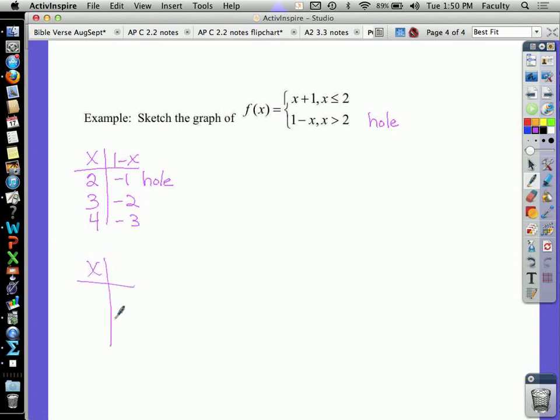Then let's do the other piece. It says x is less than or equal to 2, so I plug in the 2. 2 plus 1 is 3. X is less than or equal to 2, so let's plug in a 1. 1 plus 1 is 2. We'll get one more point. 0 plus 1 is 1.